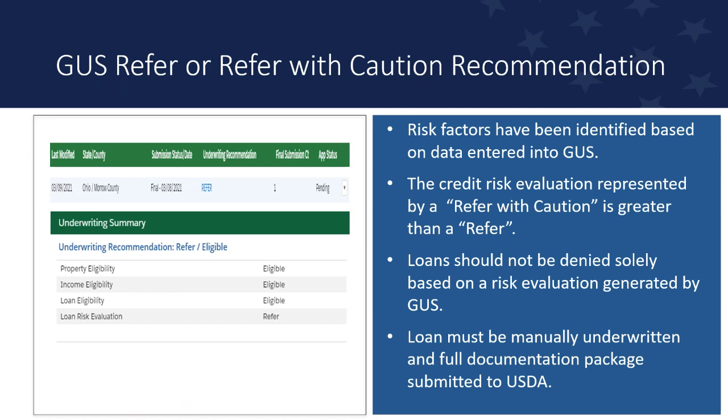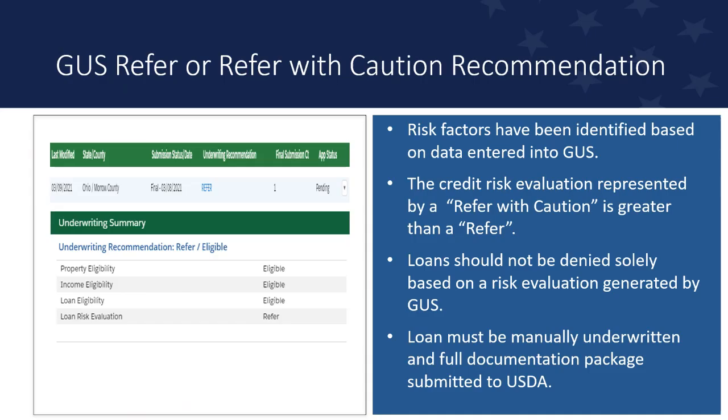So what a refer means is that GUS has identified some risk factors. So you just want to review the findings to determine whether the borrower qualifies for a loan with rural development, and most do, by the way. So if the refer recommendation is due to credit, a credit exception can be made by the lender. However, it is only made by the lender's underwriter.